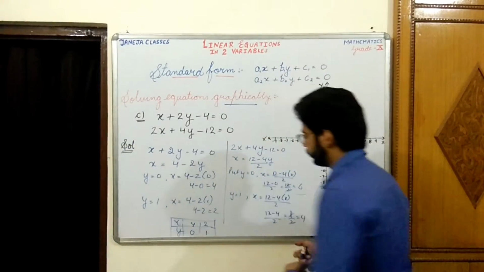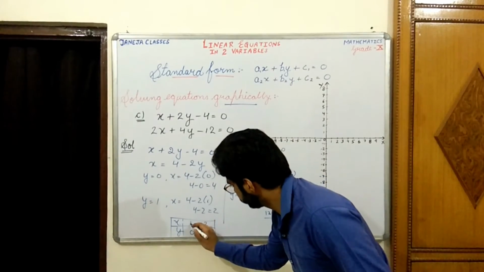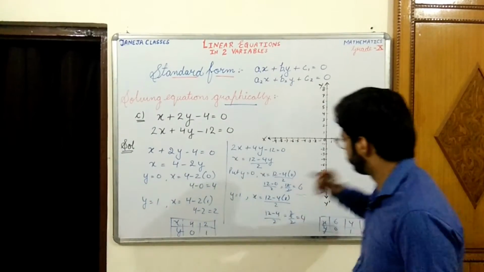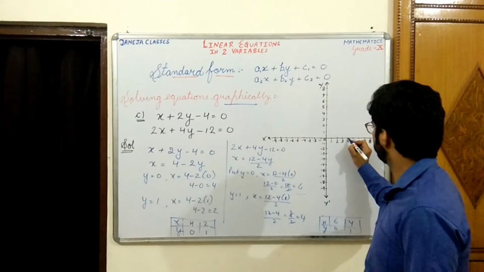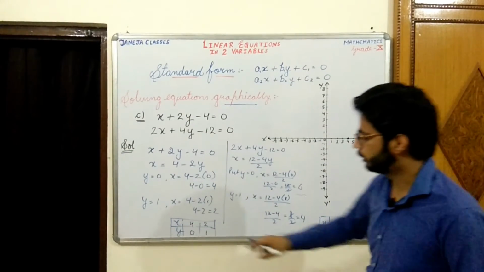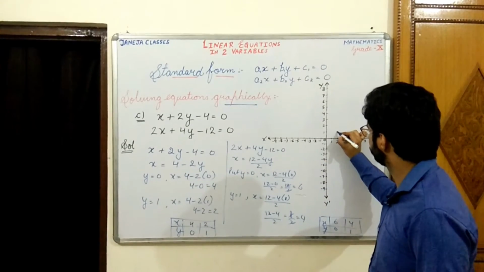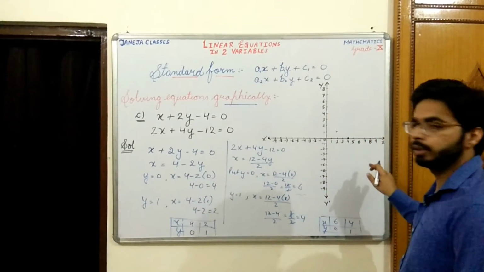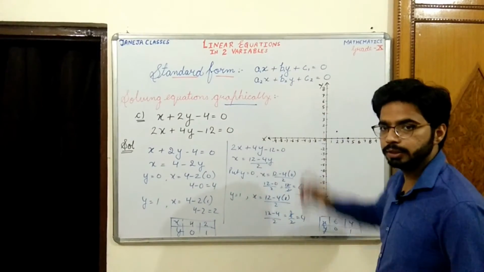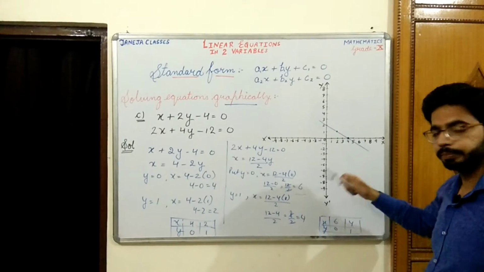Now here it was 4, so 4 and 0, the first value is 4 and 0, x is 4 and y is 0, so let it be the point. Then 2 and 1, x is 2 and y is 1. So this is our line. We can join these two points, so it can be represented as this.